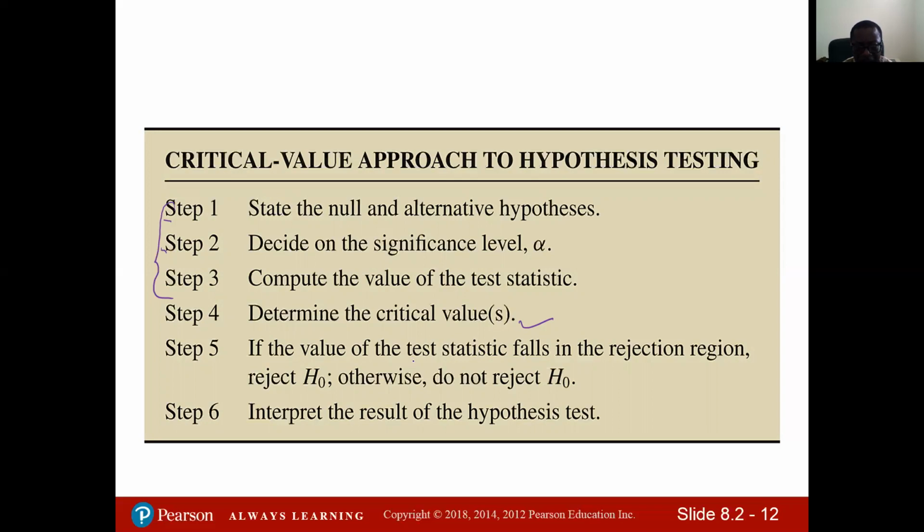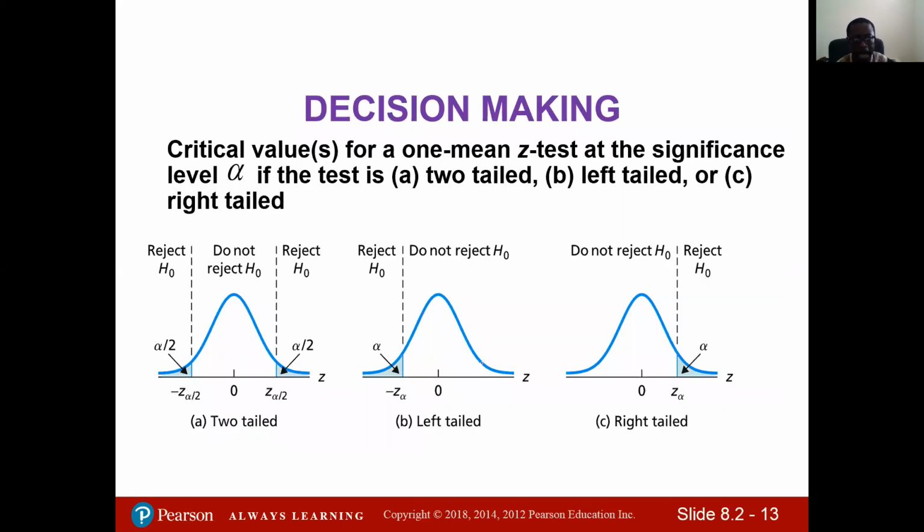Now, how do you decide? Step 5 is a decision. If your test statistic falls in the rejection region, then we reject H0. Otherwise, we do not reject. And then we interpret our results. Now, your decision is a little bit different because each type of test has its own way to decide whether to reject H0 or not.